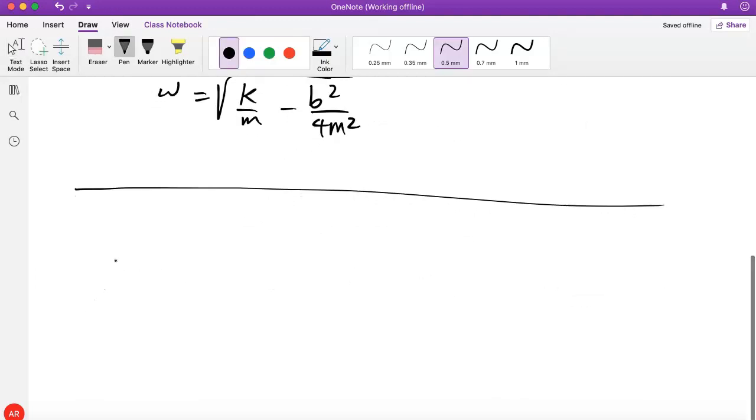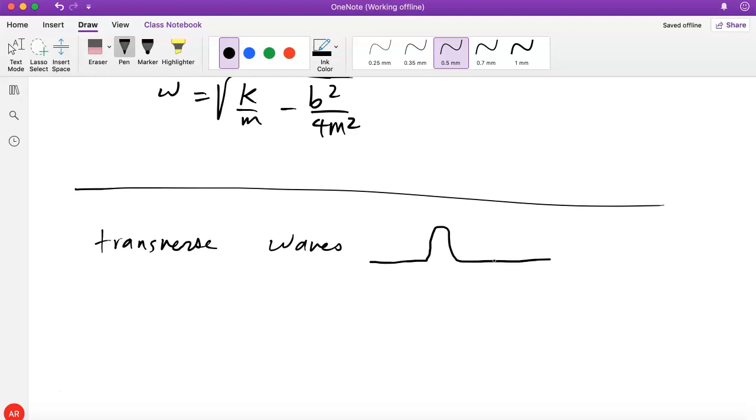We mentioned there are two classes of waves. We had transverse waves, where you have a disturbance or a displacement that's perpendicular to the direction of propagation. A typical example is just a pulse on a string under tension. Electromagnetic waves are also transverse waves, because the electric field and the magnetic field that fluctuate in time and propagate in space are perpendicular to the direction of propagation.